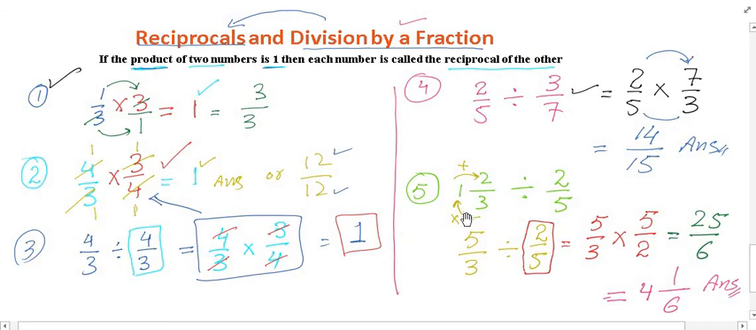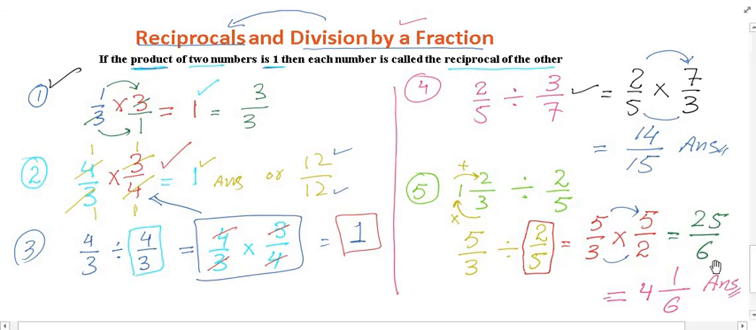I have another example with a mixed number. Change the mixed number into an improper fraction, then apply the rule we did in the previous questions. After applying that, I have 5 out of 3: 3 times 1 equals 3, plus 2 gives you 5, and keep the denominator as it is. So 5 out of 3 divided by 2 out of 5. Now 5 out of 3 as it is, division changes to multiplication, then take the reciprocal of 2 out of 5, which is 5 out of 2. Then again multiply with the same rule, top with top, bottom with bottom. After multiplying, you will get 25 out of 6.